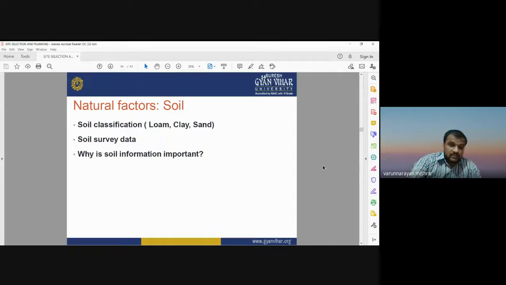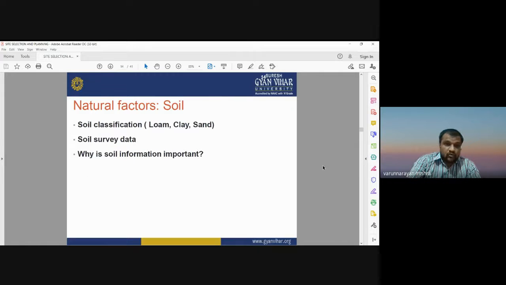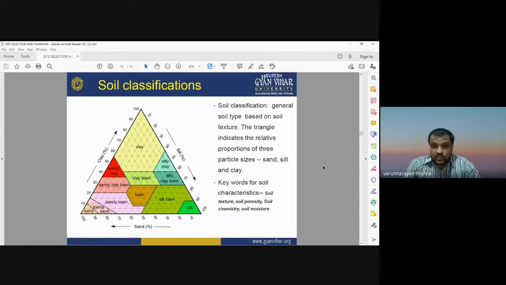So soil is a very important factor, and the three basic types of soil are loamy, clay, and sand. Soil classification is generally based on soil texture. The triangle shown here shows the relative proportion of three particle sizes: sand, silt, and clay. So the soil can be characterized on the basis of its texture and its porosity. If soil is highly porous, then it will have good underground water quality.